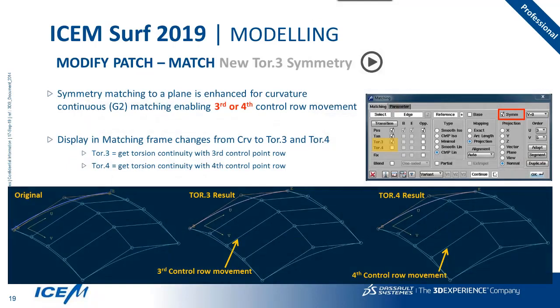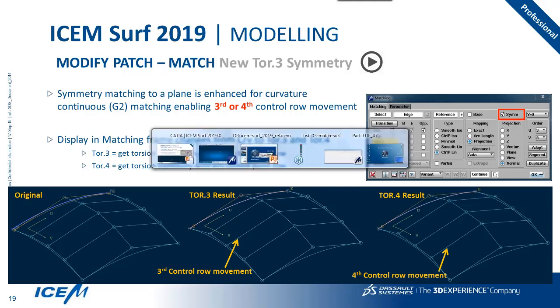So I made a reference to symmetry. So what we've done, you might have noticed it, we have these 2 options, TOR 3 and TOR 4. For the symmetry matching command, this is what they're for. This is where they apply. This gives you the choice to decide which control point row will be used for torsional matching. Okay, if you click the TOR 3 box, that means it's going to move the 3rd control point row. If you pick the TOR 4, it's going to be the 4th one. Okay, so let me show you how that works.